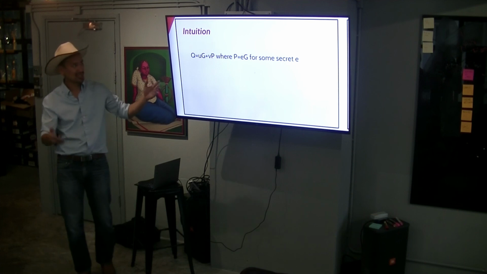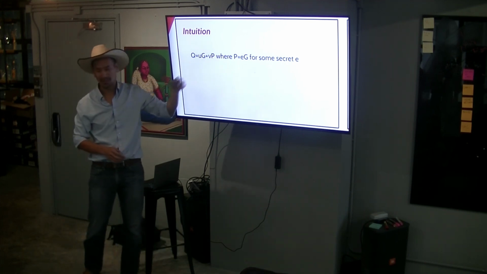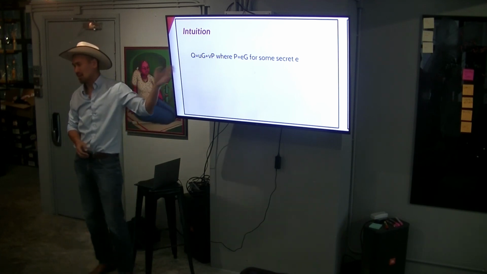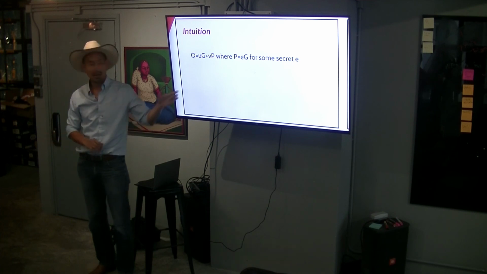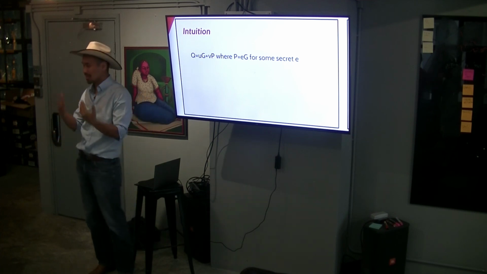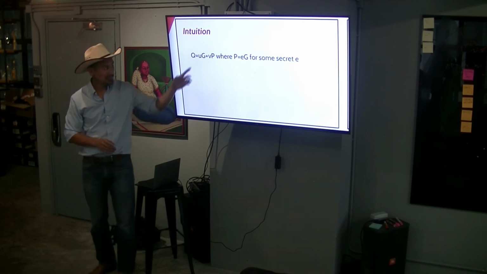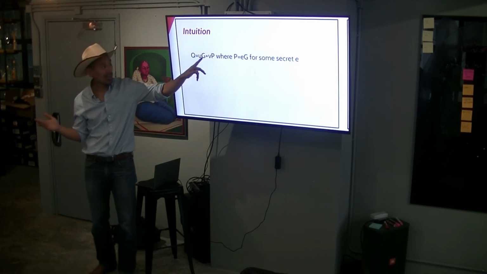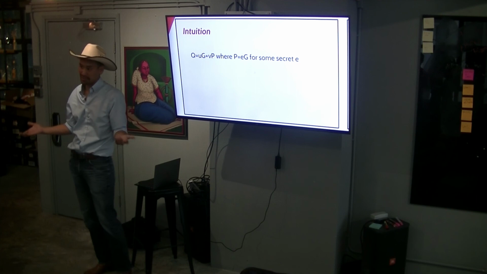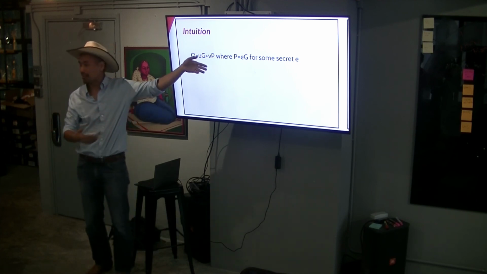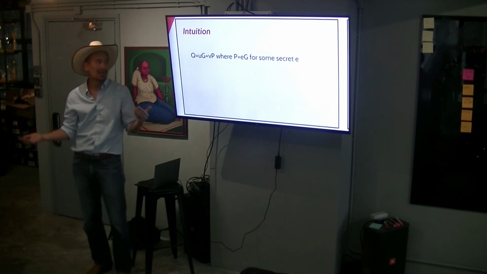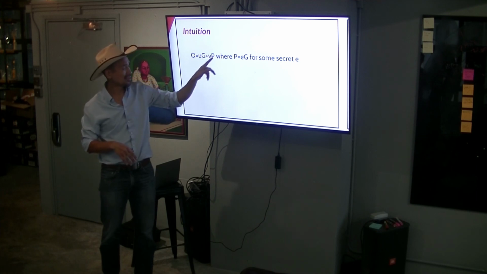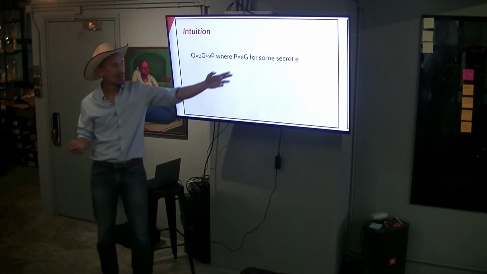The intuition is that you have this sum, uG plus vP. If you're not familiar with the terminology or the symbols, generally the capital letters are points on the elliptic curve, and the lowercase letters are scalars, numbers that are 256 bits, used for scalar multiplication. The capital letters are points on the curve. You can do math on them, it's highly nonlinear, and you can't do certain reversals. So P equals eG, and this is the same P. G is the generator point.